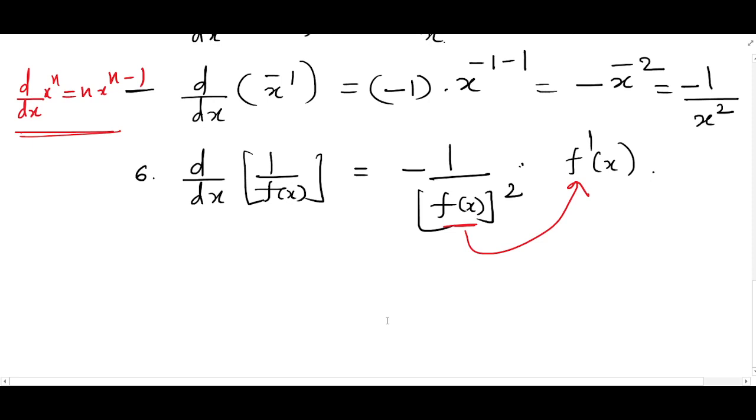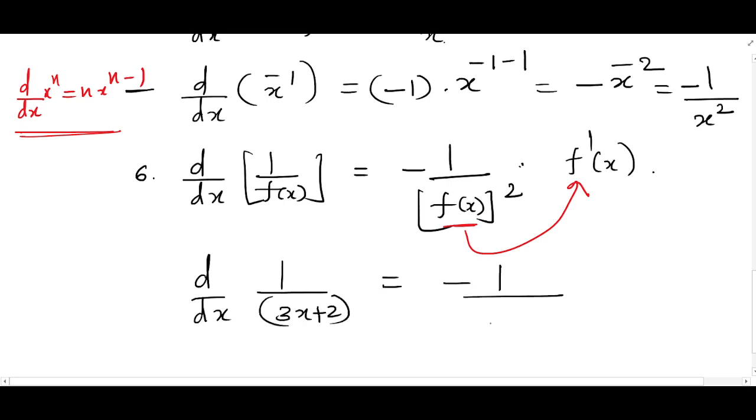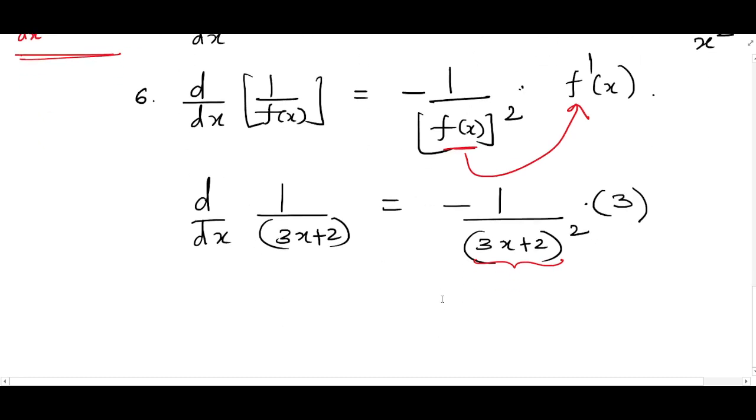Okay? For example, d by dx of 1 upon 3x plus 2. So this is f of x. So how can we write? Minus 1 upon 3x plus 2 whole square. Again the derivative of this 3x plus 2 is, derivative of 3x is 3 and derivative of 2 is 0. So in this way we will apply the formulas. Moving towards the next one.